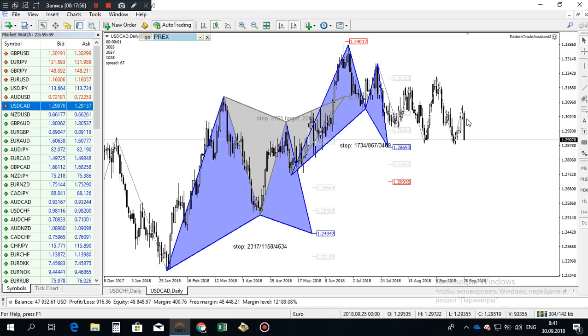Basically it will go to the downside. So just avoid this situation when the price is consolidating near the completion of the pattern.